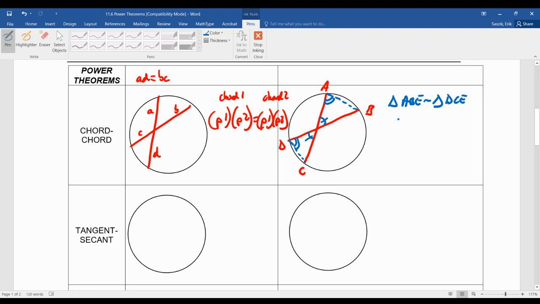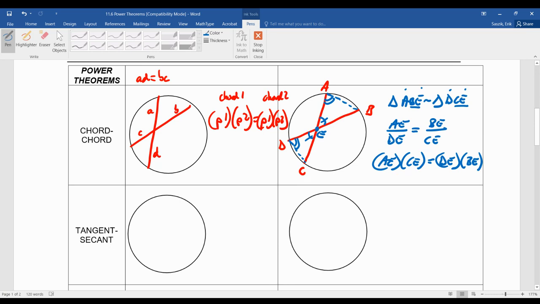So that allows me to set up a proportion. And I'm going to say AE is to DE as BE is to CE. Now when I cross multiply that, I get AE times CE equals DE times BE. And you'll recognize if you look at the diagram, whoops, sorry, this middle point is E.